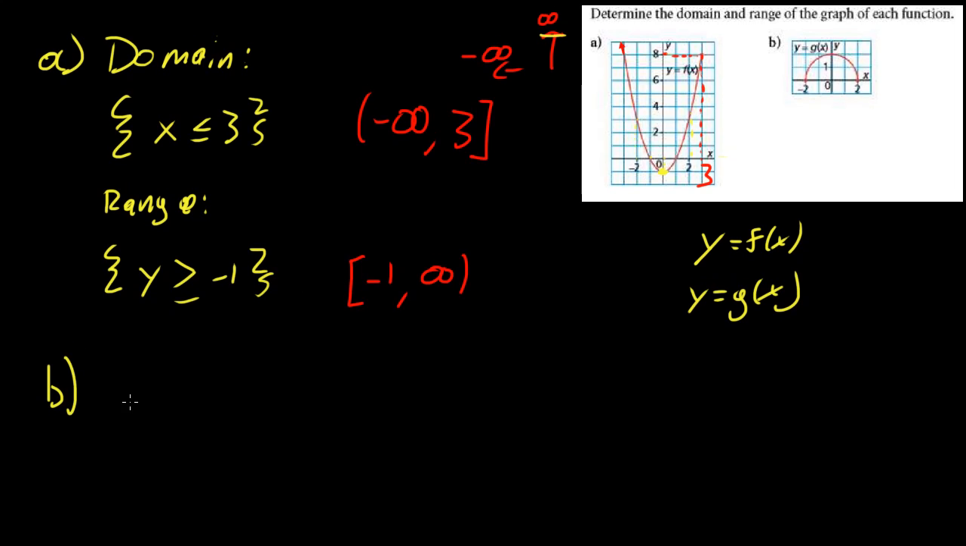So for B, let's do domain first, and again, we'll do this in terms of set notation. Our absolute lowest value of x is -2. Our absolute highest value of x is +2, and we have all of these in between. So to say that, we start off with our lowest value, -2. We sandwich x in between it. So -2 is less than or equal to x. But then we have to cap it off and say that x has to be less than or equal to +2.